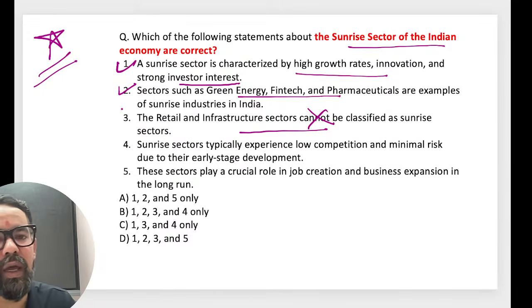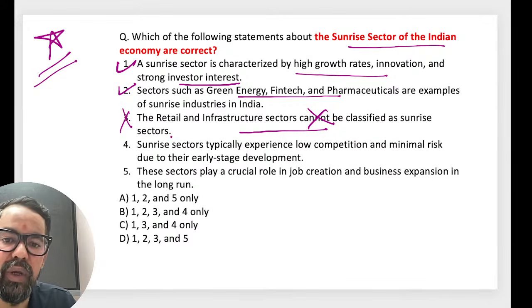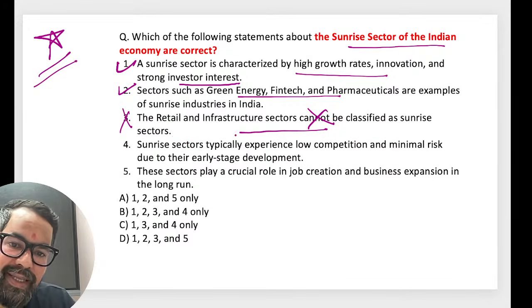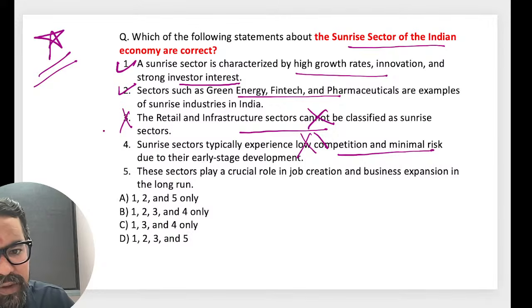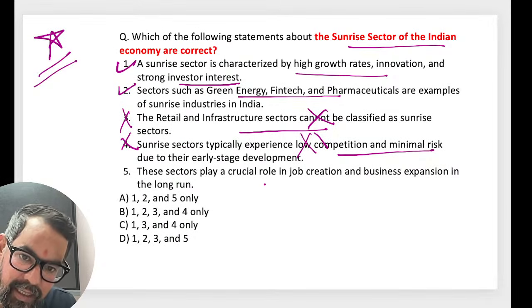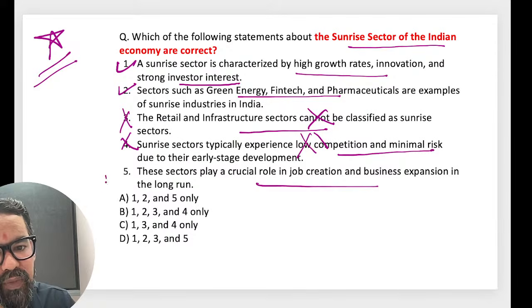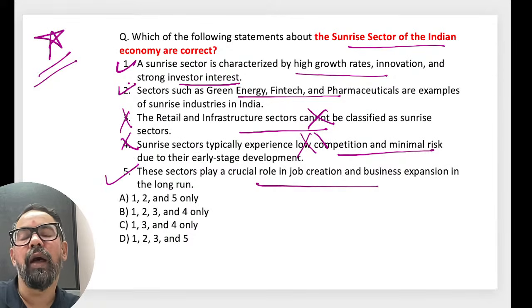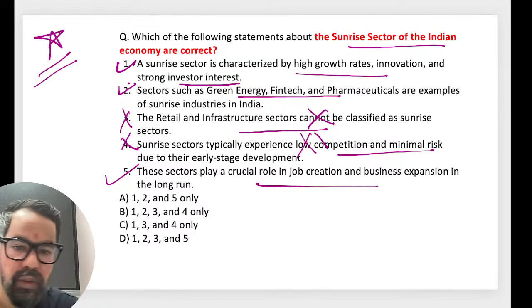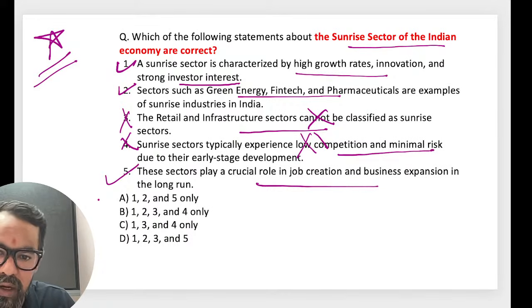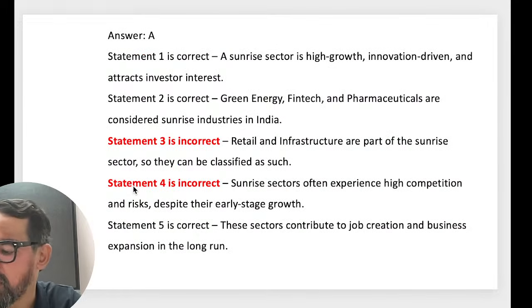Like JAIIB and others, these are all retail products and they are having huge growth in the market. The companies in them are some of the fastest growing companies in India right now. Sunrise sectors typically experience very high competition, not low competition. These sectors play a crucial role in job creation. Today, companies like Zepto and Zomato, and even AdTech, are giving employment to lakhs of people. So 1 to 5, 100% A will be the right answer for this particular question.